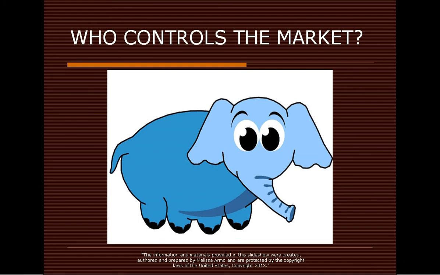So ask yourself, have you ever thought about really who controls the market? Well, power controls the market. Power money controls the market. Power money moves the market. Big, big, big people like this elephant here. He is very, very big, and he is in charge of his group of elephants. He moves them. If he wants to go in this direction, they all go with him. If he wants to move in a different direction, they all go with him. He's the front runner. He's in charge. He's the leader of the pack.